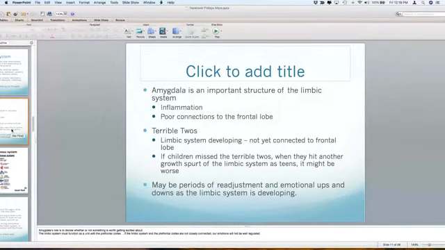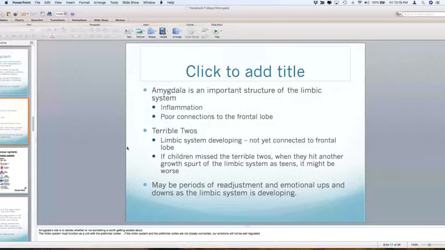There could be inflammation or poor connections in the frontal lobe, like we said. The terrible twos is a time where the limbic system is developing and it's not yet connected to the frontal lobe. In fact, I'd like to argue that a lot of 21-year-olds do not have their frontal lobe quite connected. So as the limbic system is developing, they just get way overstimulated, and they just don't know how to process that.